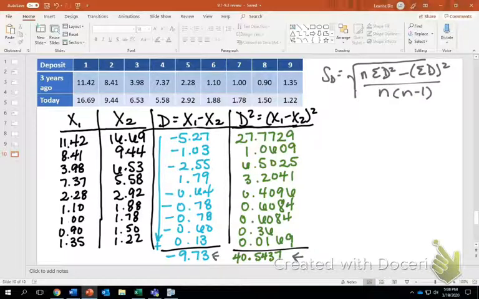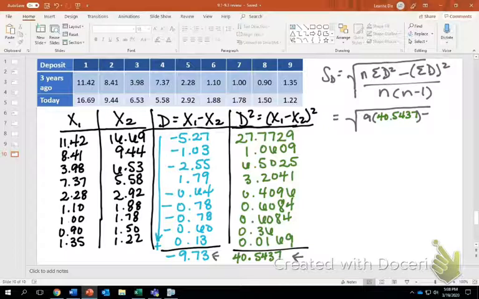And I can plug in all of this, and I'm going to color code it just so that we are all understanding where the pieces are coming from. N is just going to be the number in our sample, which is 9. Our summation of d squared is that green color, which is 40.5437. And I'm going to put that in parentheses so I know I'm multiplying that. And then subtract that with the summation of d squared.